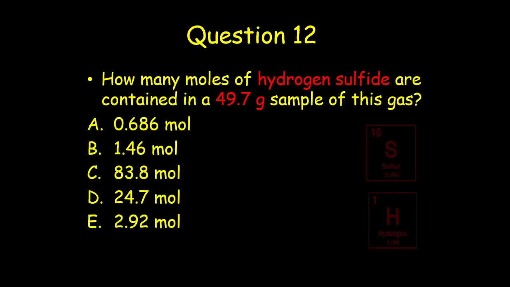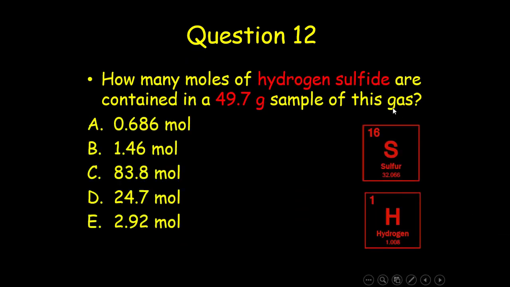Question 12. How many moles of hydrogen sulfide are contained in a 49.7 gram sample of this gas? A. 0.686 mole, B. 1.46 mole, C. 83.8 mole, D. 24.7 mole, E. 2.92 moles. Hydrogen sulfide contains hydrogen and sulfur, and here they are in front of you. So you need the mass number when you solve the equation. Try to pause the video and solve it.